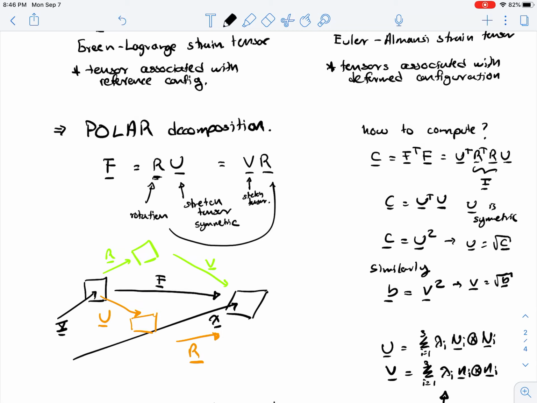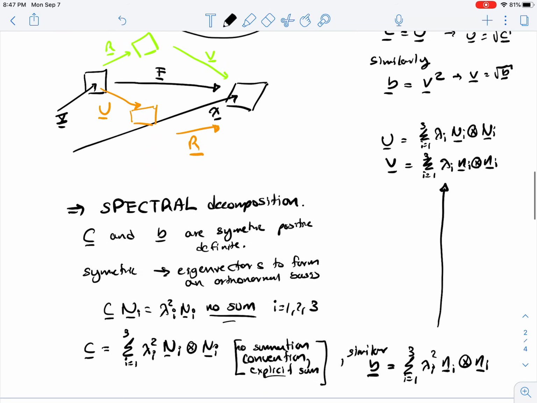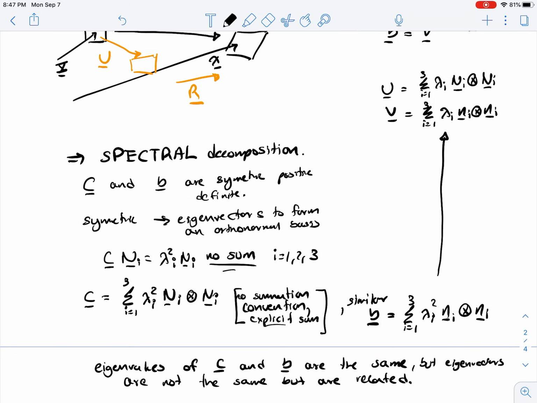And C and B get rid of that because the rotation is an orthogonal tensor, so its transpose is its inverse. Then when you do either F transpose F or F F transpose, you get rid of the rotation and you keep only this U, this stretch tensor, or this V. And so that's why we use C and B and not F, typically, because we want to get rid of the rotations.